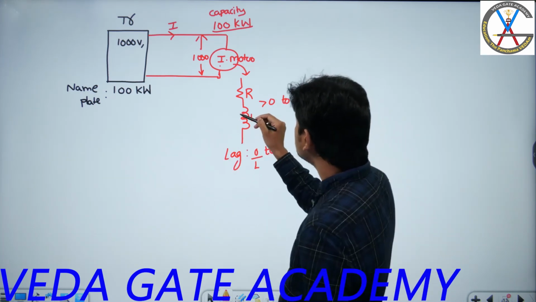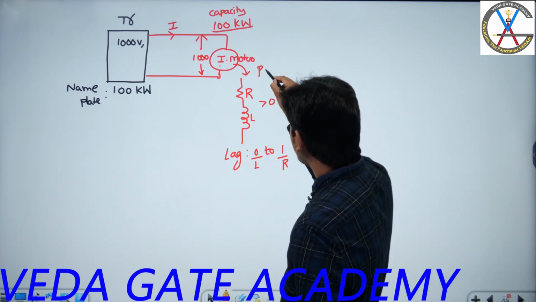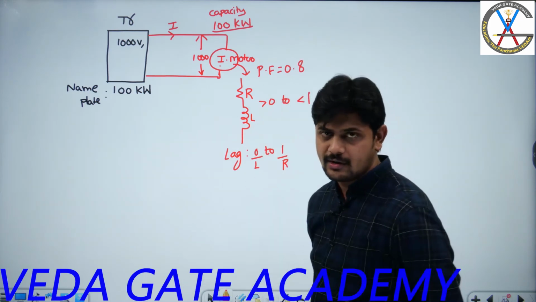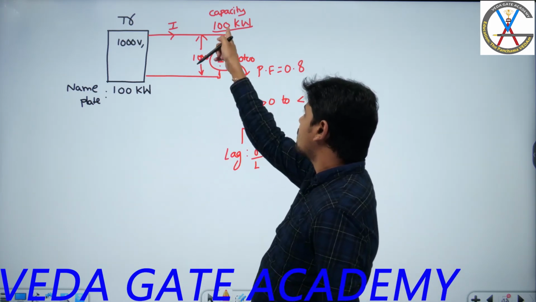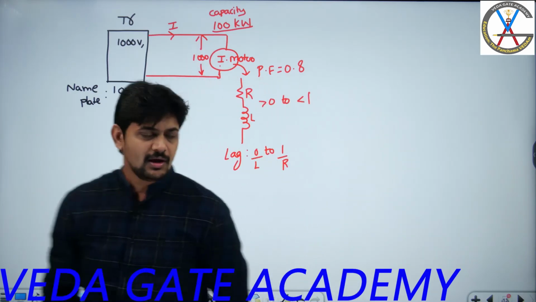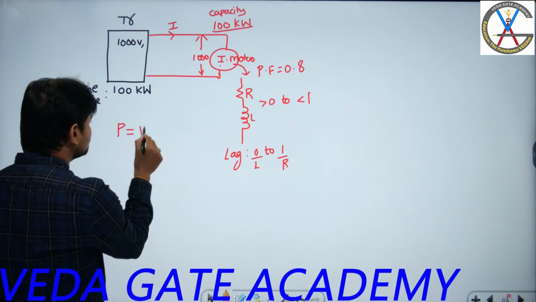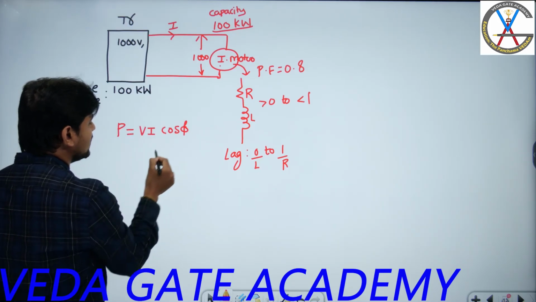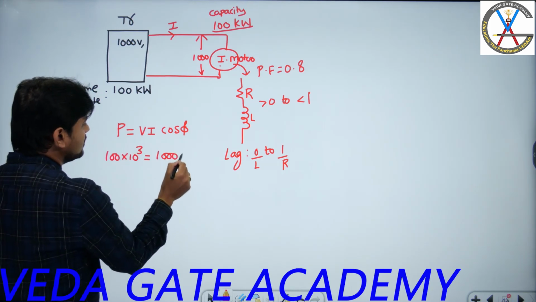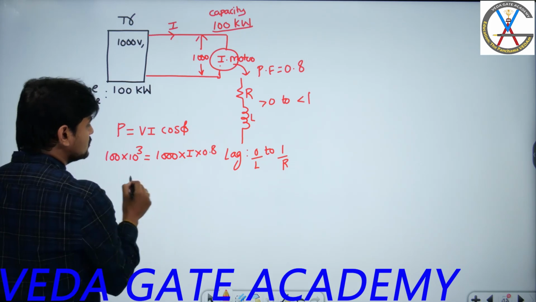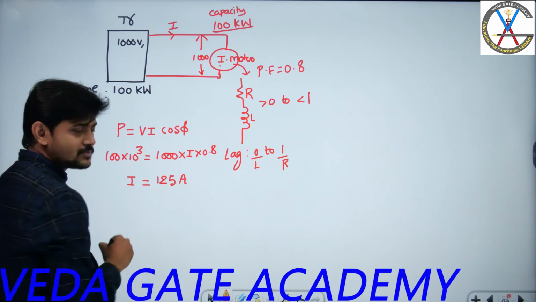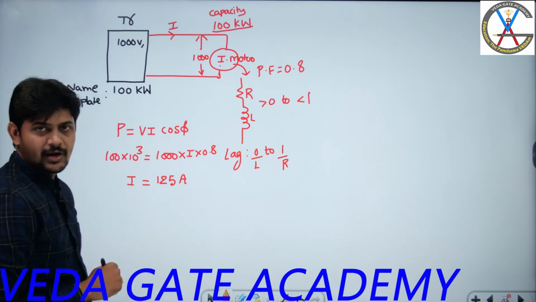So let us assume that it is an inductive load, and if I calculate the resistance and inductance and then the power factor, I get 0.8. Now my question is, for this capacity of 100 kilowatts at a voltage of 1000, how much current is drawn by the induction motor? What is the formula for active power, guys? VI cos phi. For this load, what is the value of cos phi? 0.8. Active power is 100 into 10 cube, voltage is 1000 into current, and power factor is 0.8. So what is the current you are going to get? If you do the simplification, you will get 125 amperes approximately.